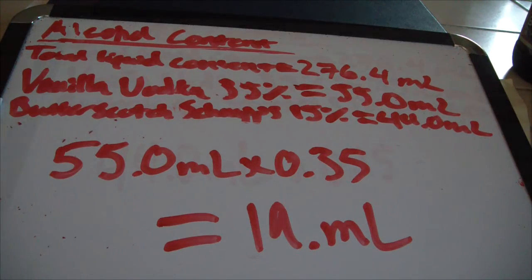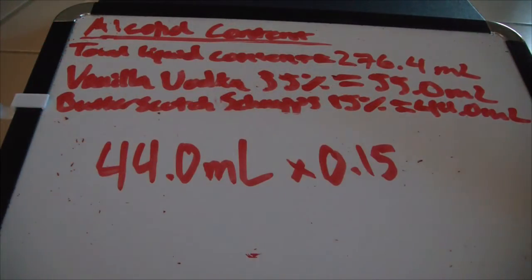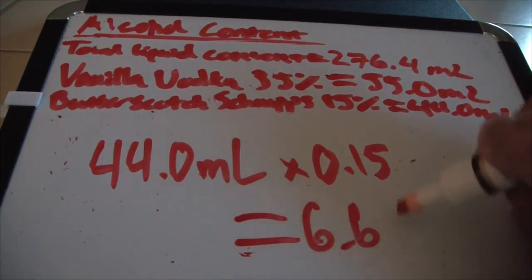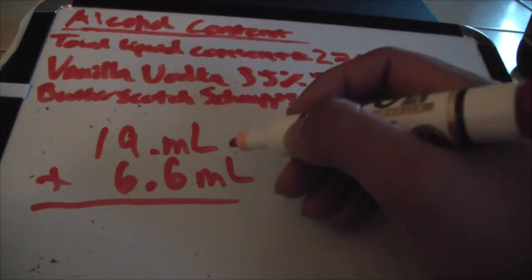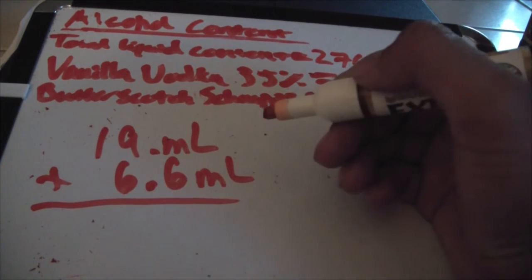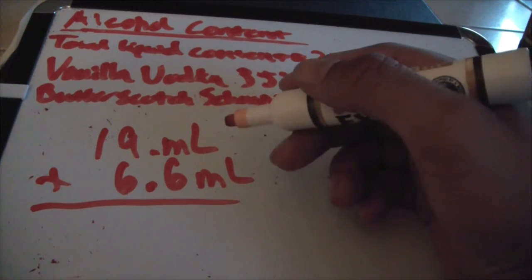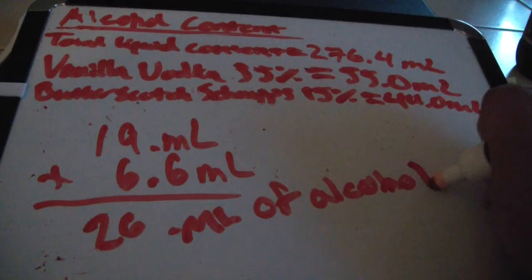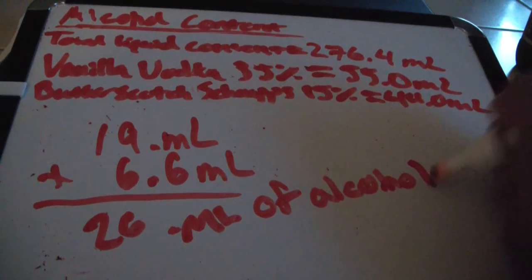We'll do the same for the schnapps. So we have 44.0 milliliters of the schnapps and 15% or 0.15. When we multiply this together, we will get 6.6 milliliters. So now we will add these products together to get the amount of alcohol within the drink. And if you remember your sig fig addition rules, we will round up to 26 milliliters of alcohol.